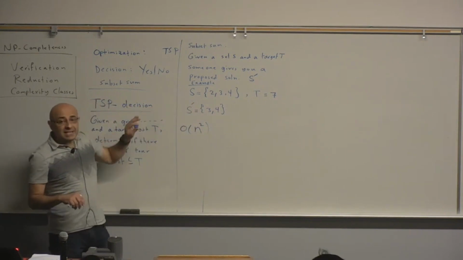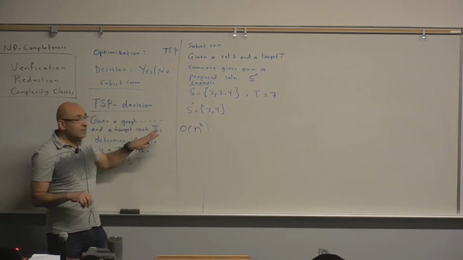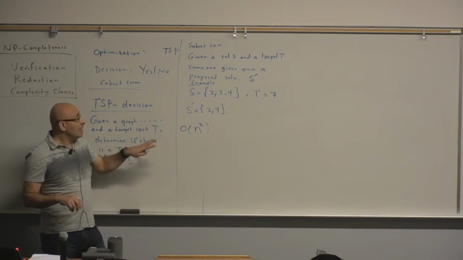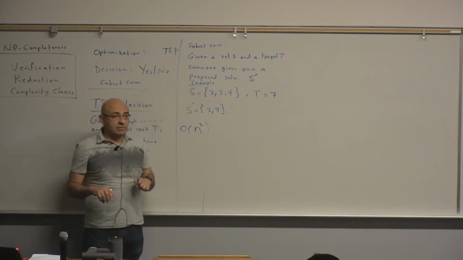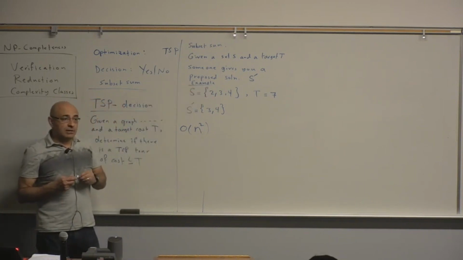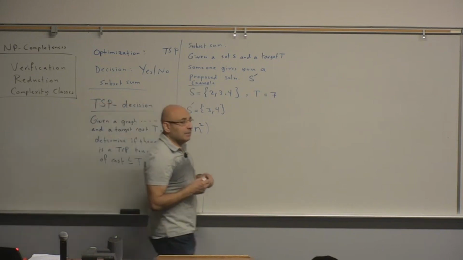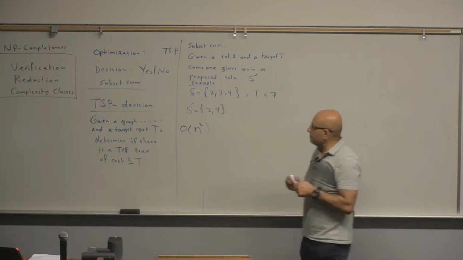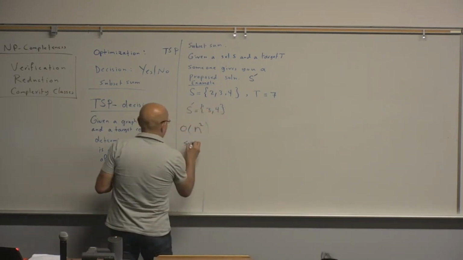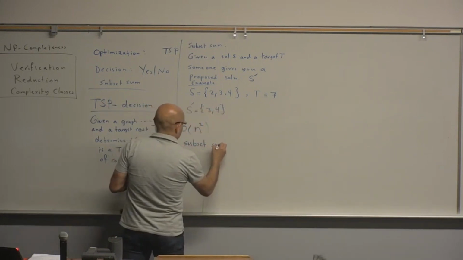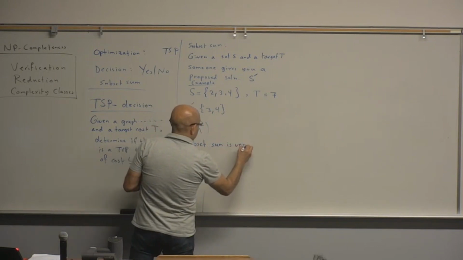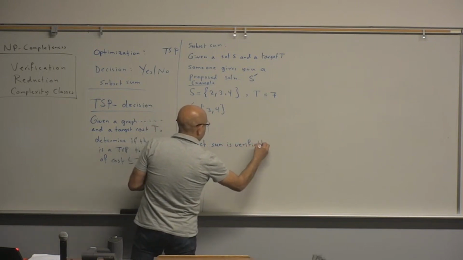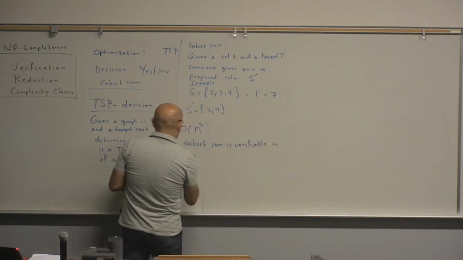So here you can easily determine in polynomial time if a proposed solution is correct or not. So this is what we call verifiability. So the subset sum is verifiable in polynomial time.